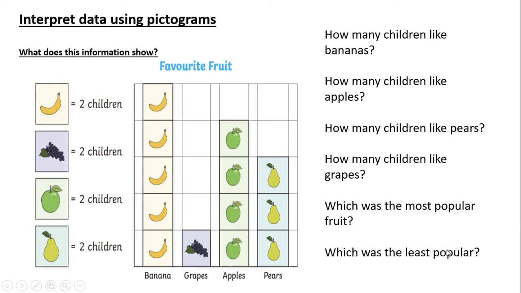Which was the least popular fruit? And it's really clear to see here, as the data is represented in this pictogram, that we only have one picture of a grape, which is equal to 2 children. So the least popular fruit was grapes.